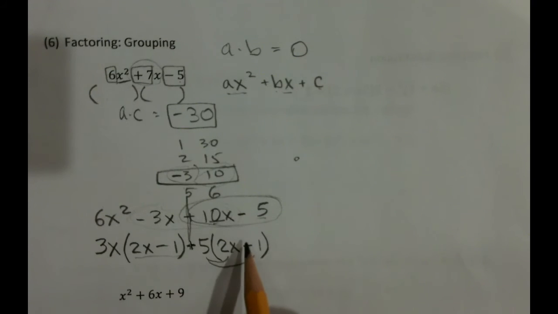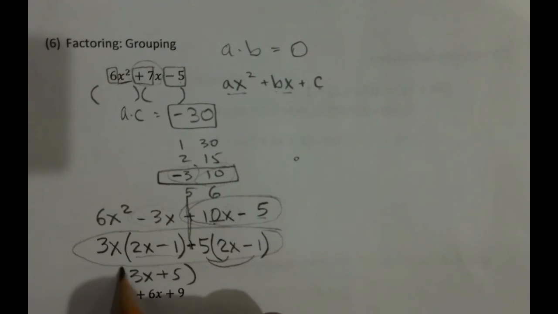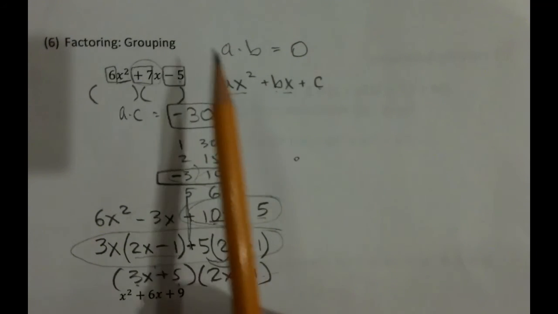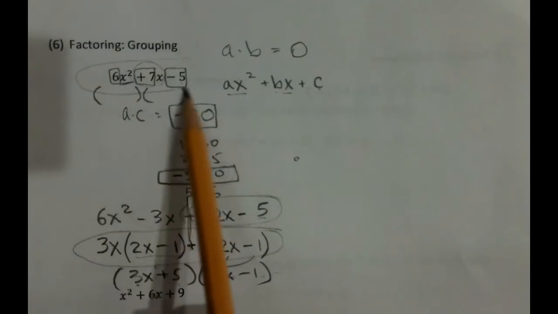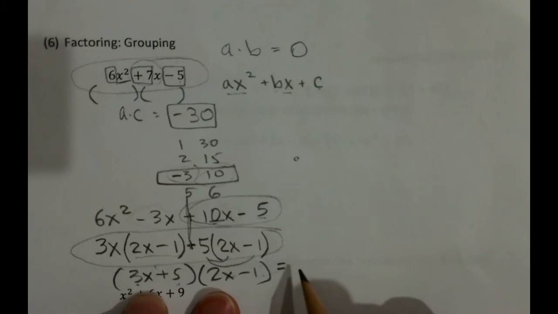And then we take out 2x minus 1 from both of these terms. Alright, so 3x plus 5 times 2x minus 1. So here's 2x minus 1 times 3x, and 2x minus 1 times 5. And if you want to check, you can multiply these out and ensure that you end up with this. So there's always a way to check. You can always check and see if your answer is correct. Simply multiply it back out, which we'll do here.